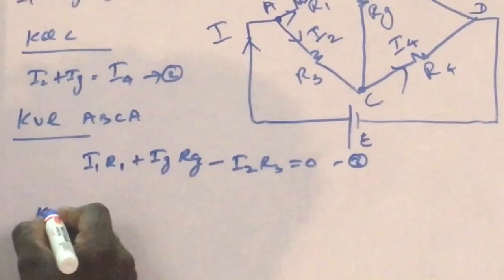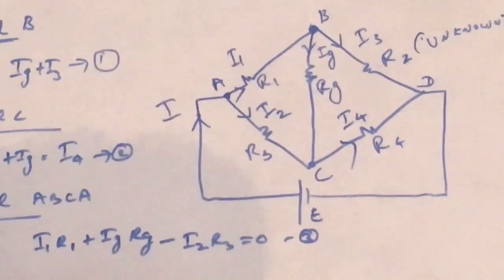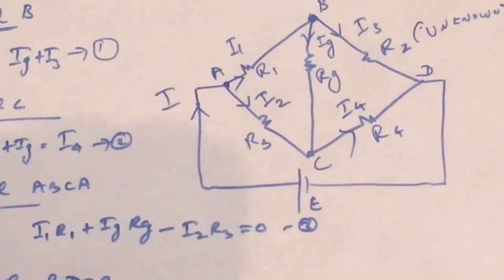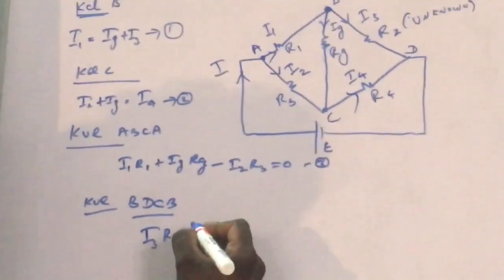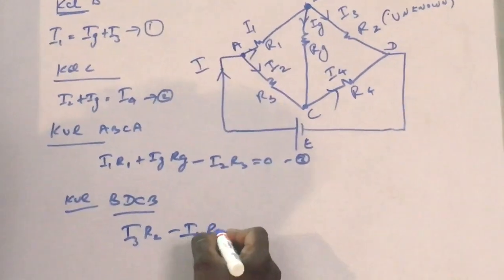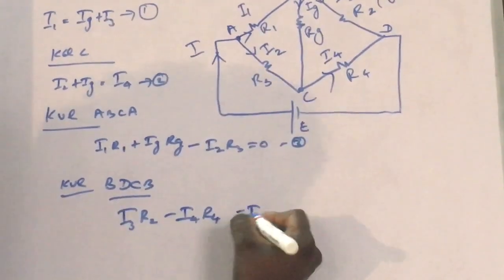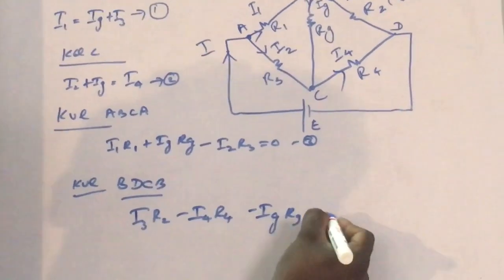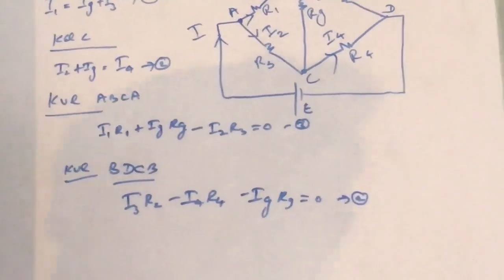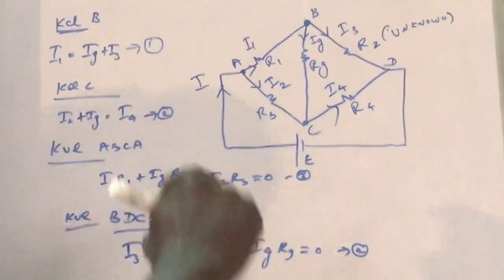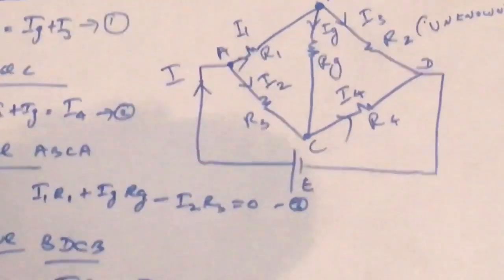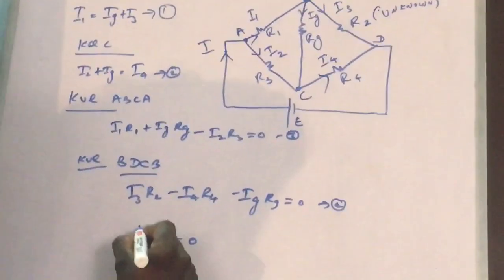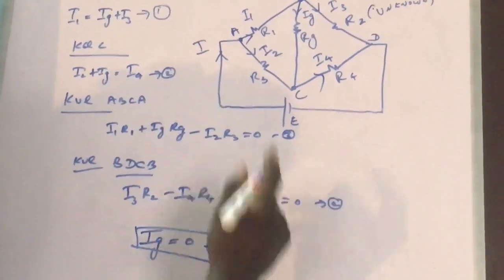Again a KVL in the other loop, which is going to be B, D, C, B. This is clockwise, so I am taking it as positive. I3 R2 minus I4 R4, and again minus Ig Rg is equal to 0. That is my equation number 4. If the bridge is balanced, the voltage across B and D will be the same, so current will not flow through the galvanometer. Assuming the galvanometer current is 0, the bridge is balanced.